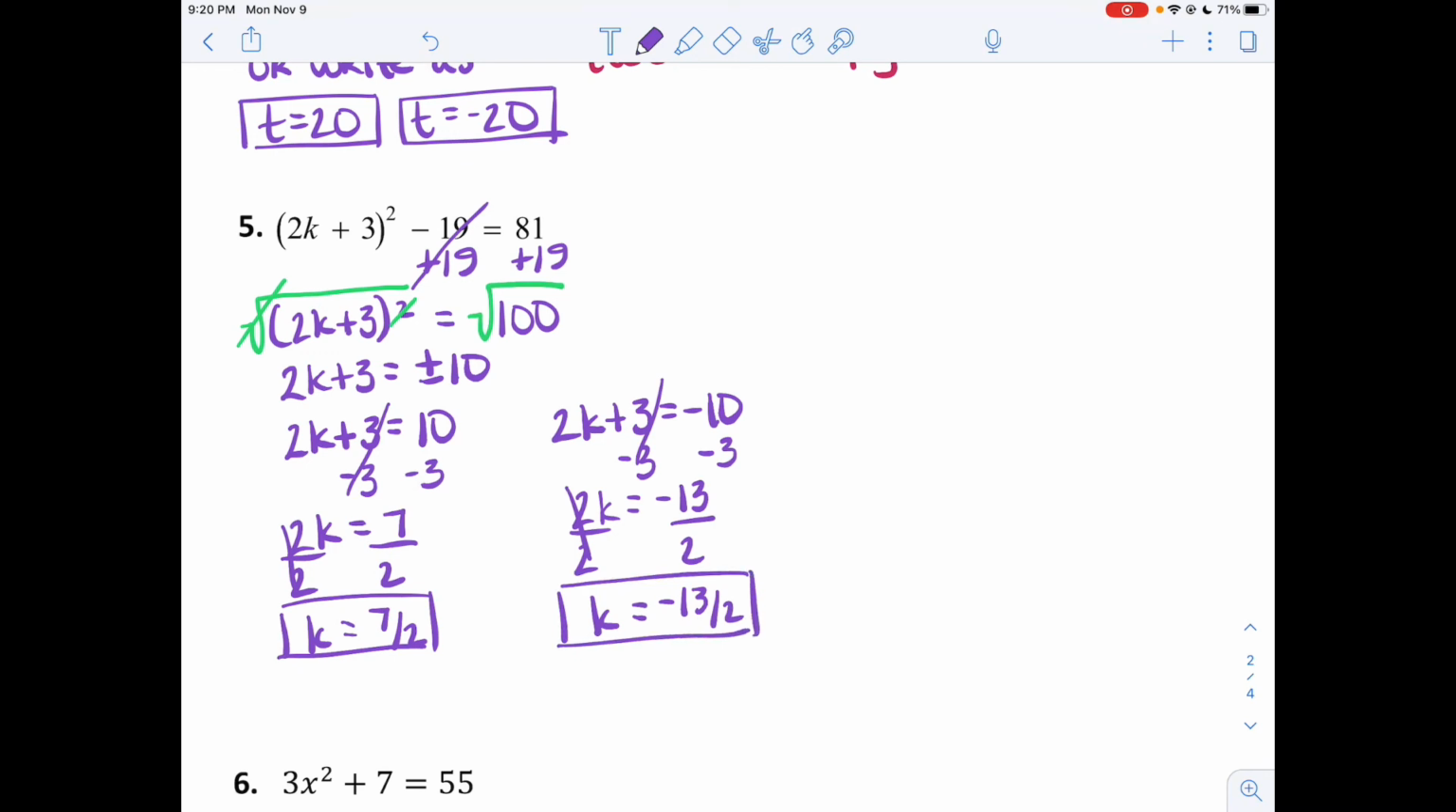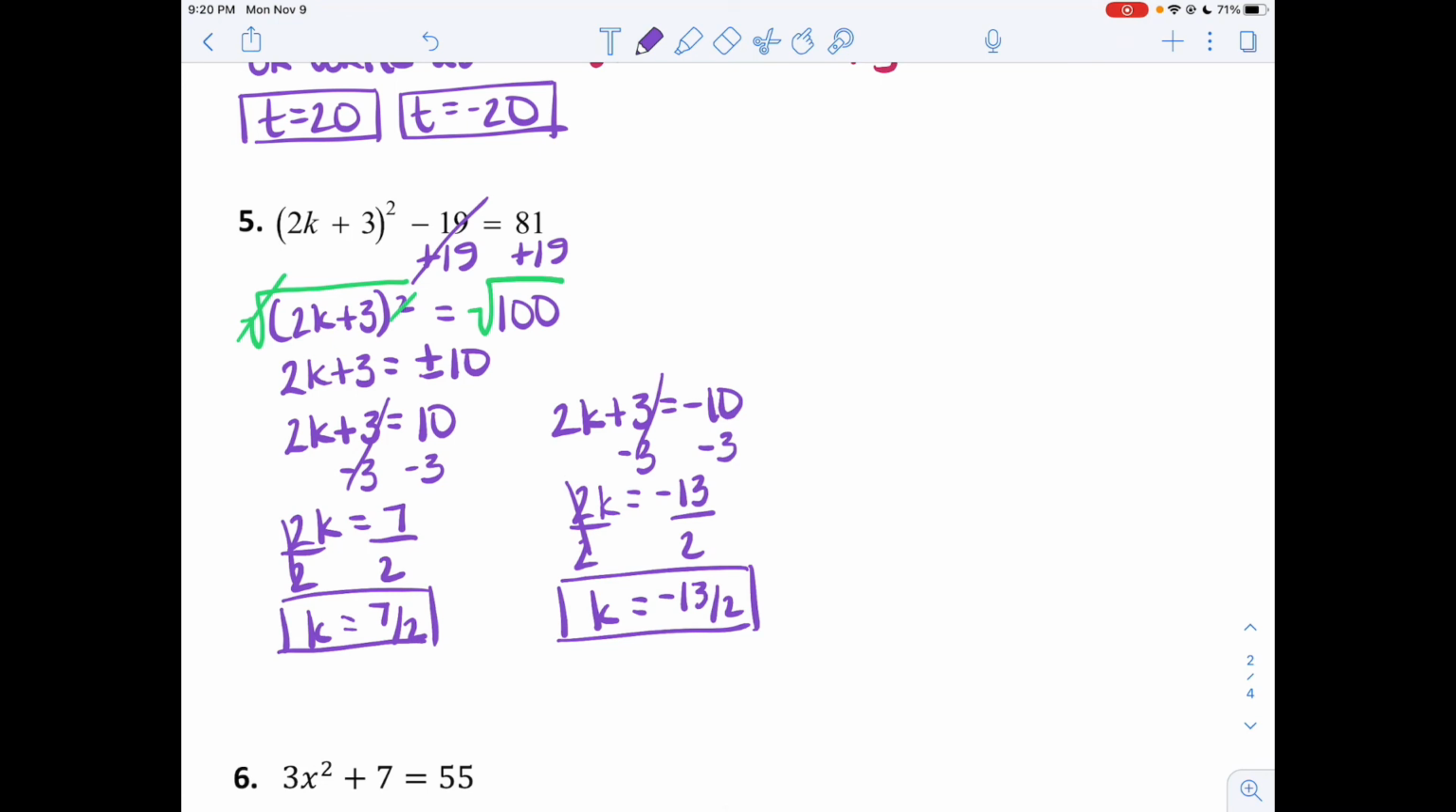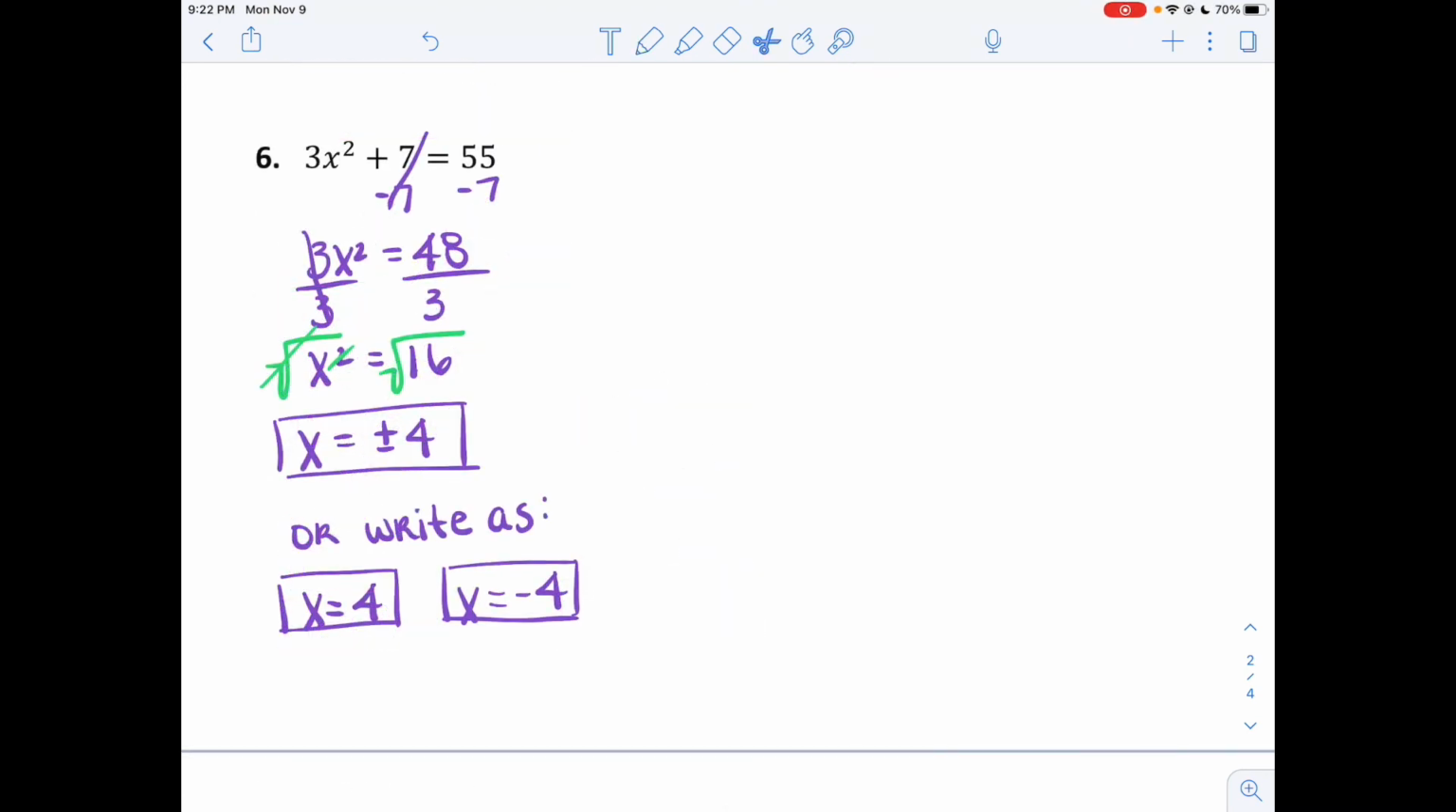Why don't you try number 6 and see how it goes? Come back here to check your work. Let's walk through our solution.